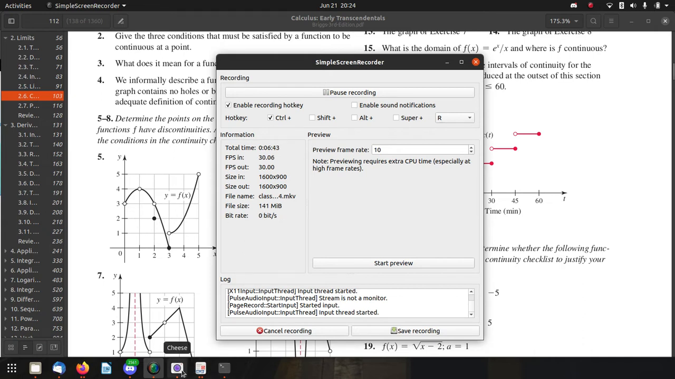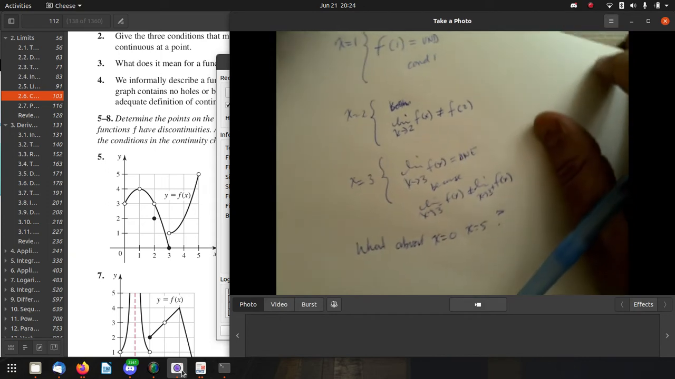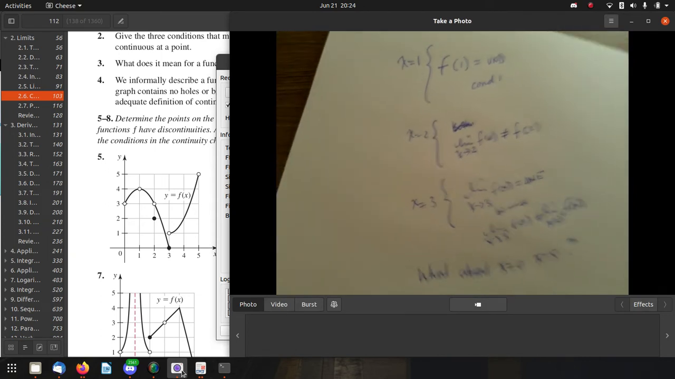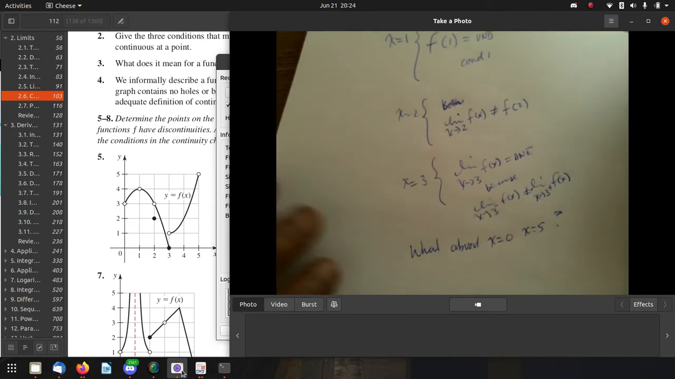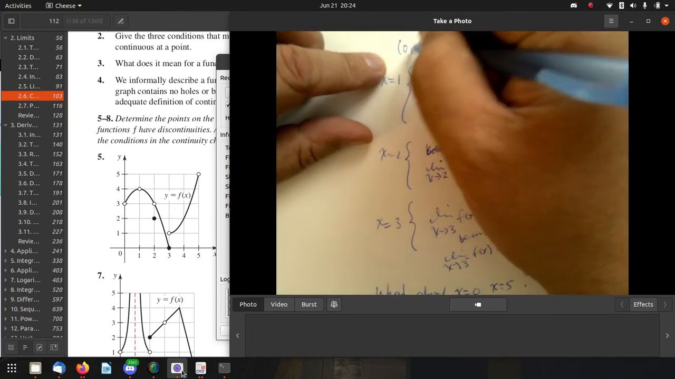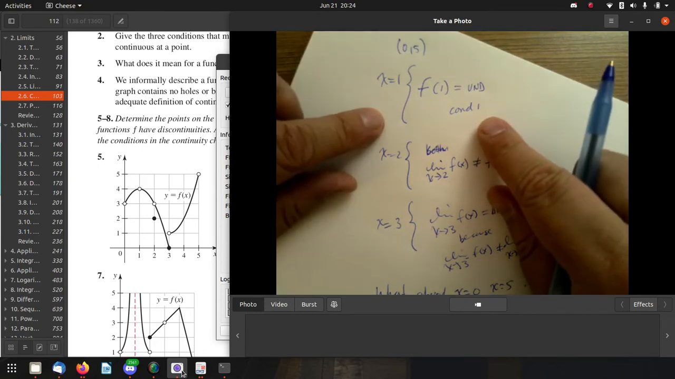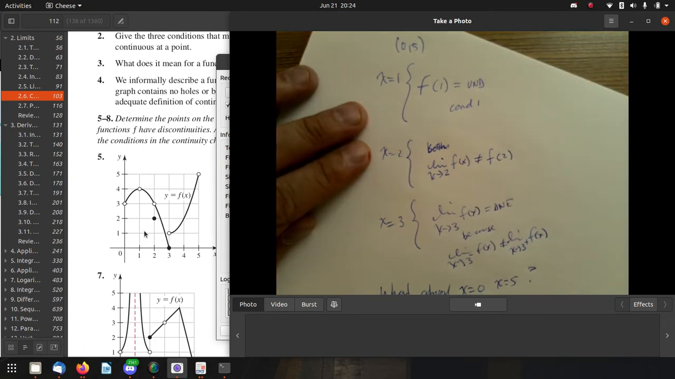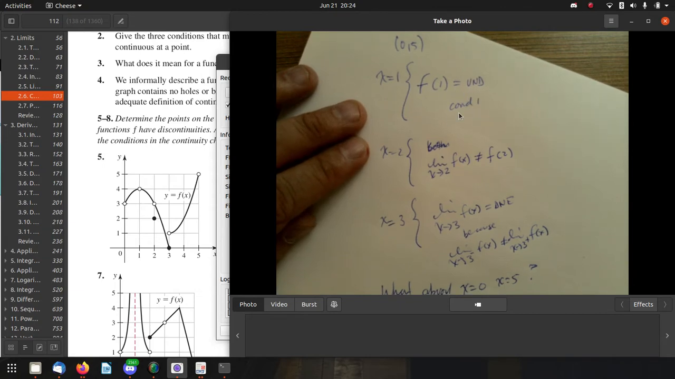And so remember, coming over here to our notes, I'll zoom in a little bit for you guys. We have to remember that this function is only defined on 0 to 5. So let's go through each type looking at the graph here on the left. At x equals 1, f of 1 is undefined, so it violates condition 1 right away.